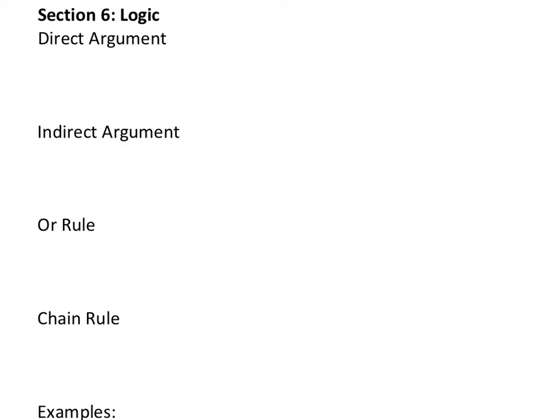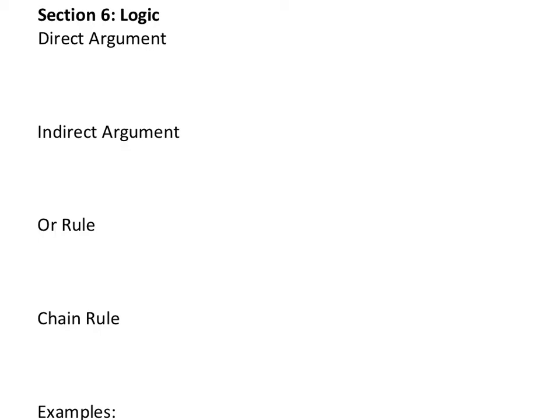Building Blocks of Geometry, Section 6, Mathematical Logic. In this section, we're talking all about the rules of logic and logic within mathematics that we can use for writing proofs. So we have four main definitions. They're types of logic that we're going to use a lot when we're writing proofs.